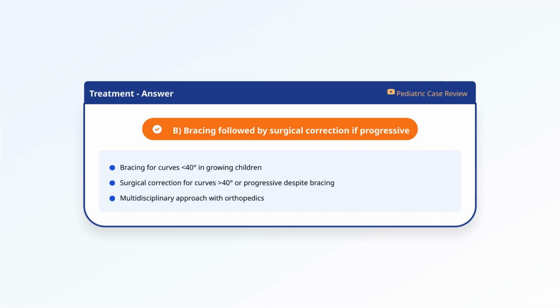The management of scoliosis in Friedreich ataxia typically begins with bracing for curves less than 40 degrees in growing children. If the curvature progresses beyond 40 degrees or continues despite bracing, surgical correction is usually recommended. A multidisciplinary approach involving neurologists, orthopedic surgeons, and physical therapists is essential for optimal management.